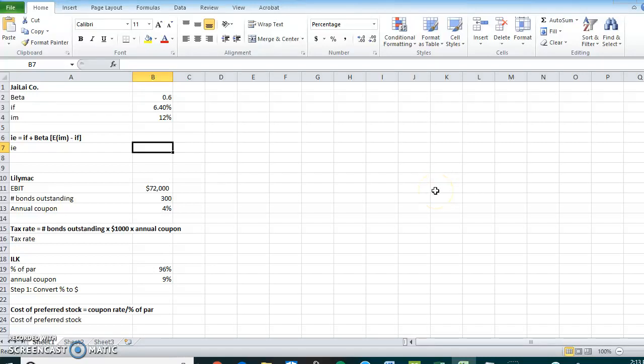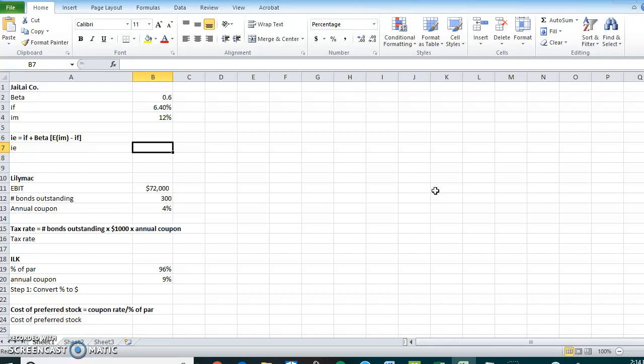Hello, class. This is Dr. Scott with your Chapter 12 Finance Homework Examples. Again, your homework should be different than this, but the names of the companies should line up so that you'll know which ones to pay attention to.